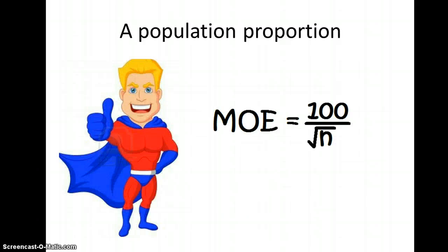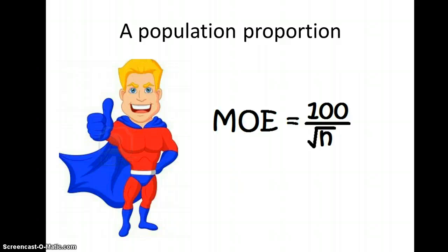Here they are. A population proportion. I've put the 100 there because if you do 100 divided by root n, you've already got the percentage. You don't have to then convert it to a percentage. So 1 over the square root of n gives it to you as a decimal, and for a sample size of around 1,000 you get 0.03. If you do this you get 3%. Okay, so that's your margin of error.